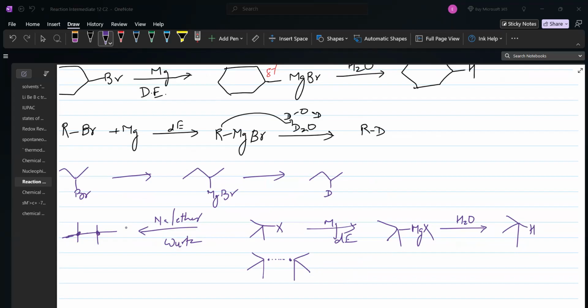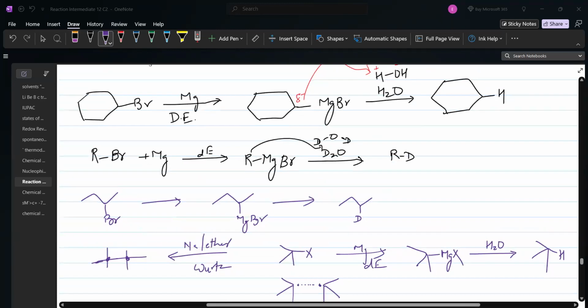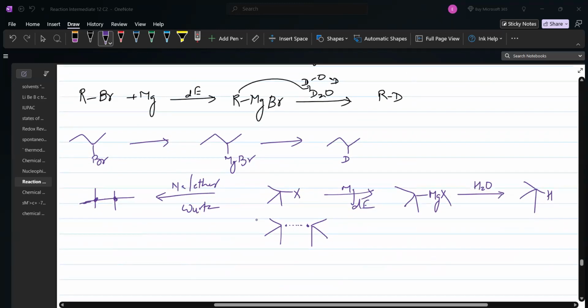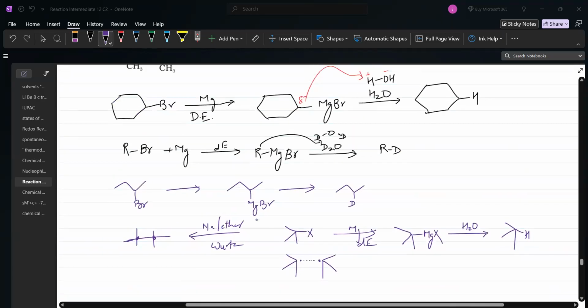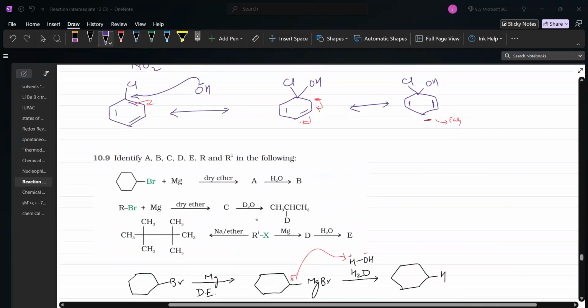Yes, Siddhika? If you have a doubt in any step, just let me know. Okay, good. So there are certain concepts which came here: reaction with metal, and especially this Wurtz reaction and the Grignard reagent. Both have to be noted down. Kindly note it down.